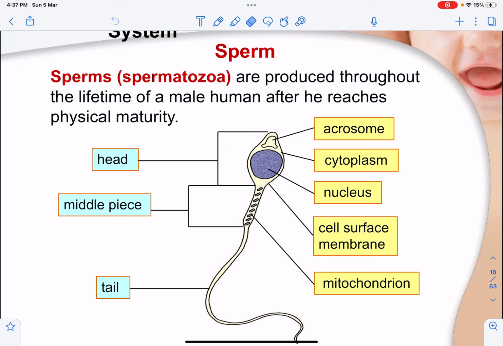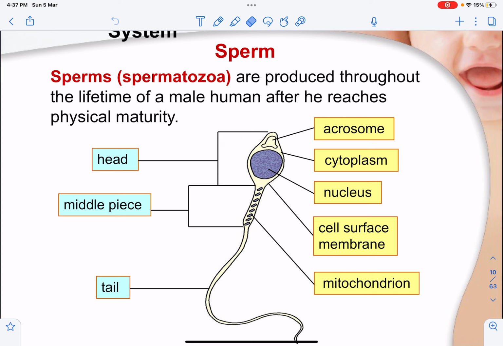So the sperm has three main portions. You have the head, the middle piece, and the tail, where the head will consolidate the acrosome, the cytoplasm, as well as the nucleus, whereas the middle piece is where it houses all the mitochondria. The mitochondria are organelles that will generate some form of energy for the sperm to move. Okay, then of course the mobility of the sperm is due to the tail.